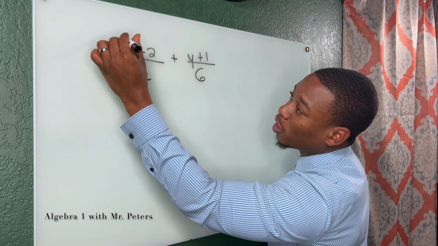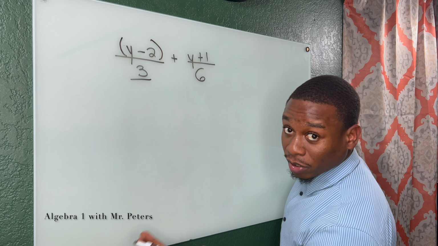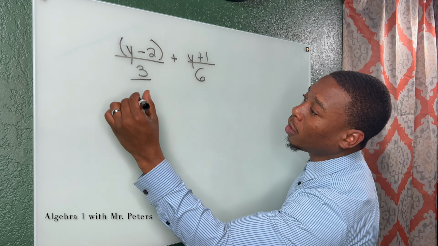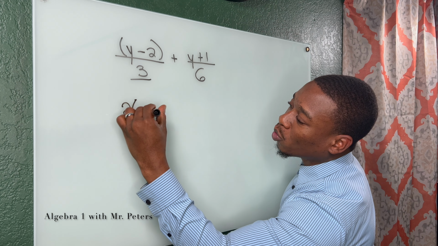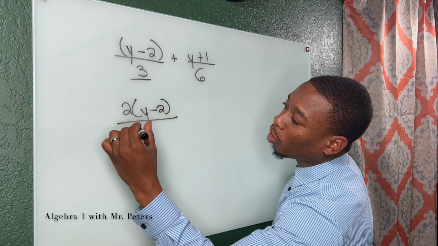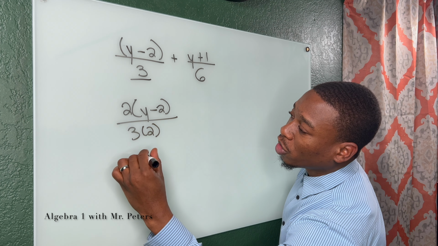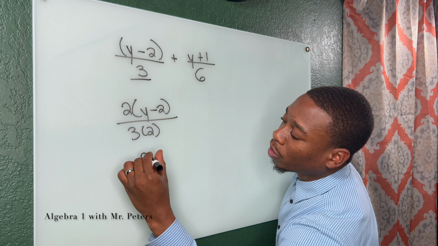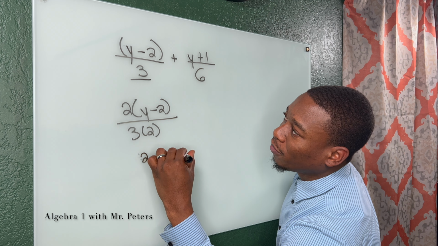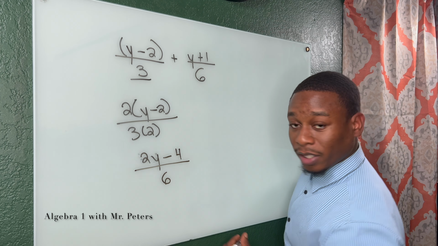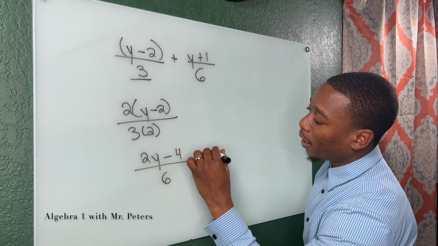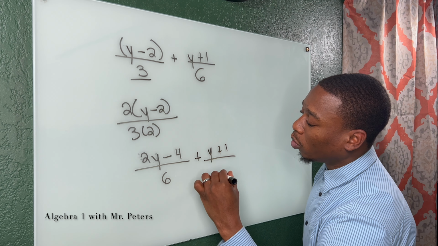So what happens is, let's put parentheses around this, because we're going to distribute. Don't forget that. So we have 2 times y minus 2 all over 3 times 2. Let's just simplify that first. So we get 2y minus 4 all over 6. And now we're going to add y plus 1 all over 6.